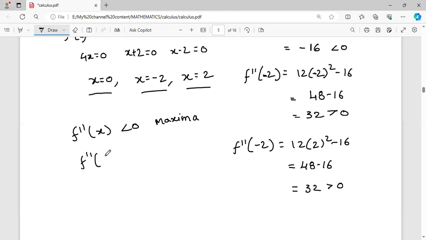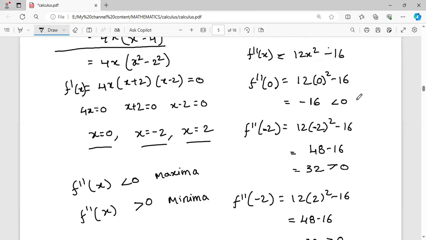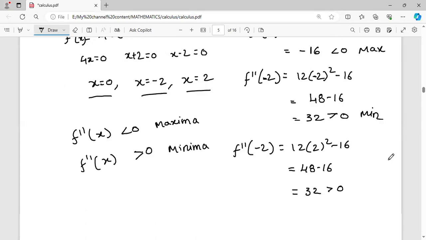Whereas if f double dash is less than 0, it is a maximum. If it is greater than 0, those are the minima. So here if you observe, minus 6 is less than 0, so here it is a maximum. Here 32 is greater than 0, so it is the minimum value.